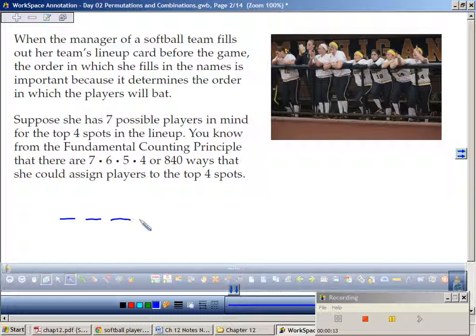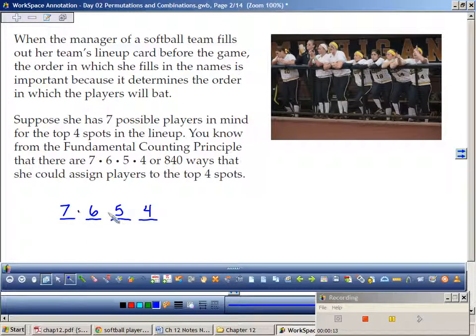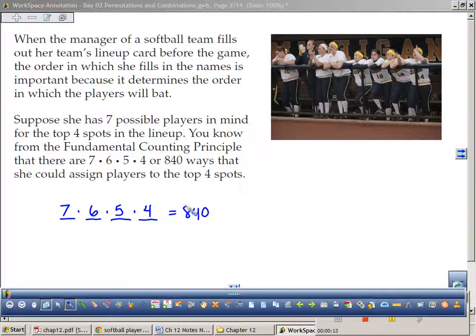1, 2, 3, 4. So she picks her first one, then she has 6 players left to pick her second, and she has 5 players left to pick her third, and 4 players left to pick the 4th top spot. So that's what they've done here. 840 different ways that could be chosen. Okay, so there's another way to look at this. This is the notation for it.